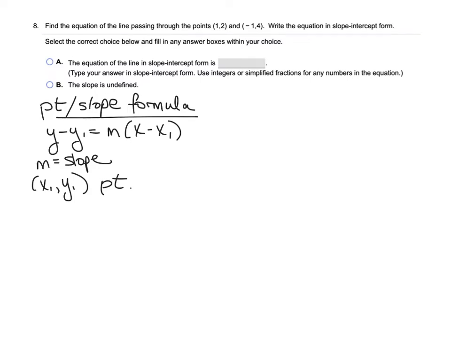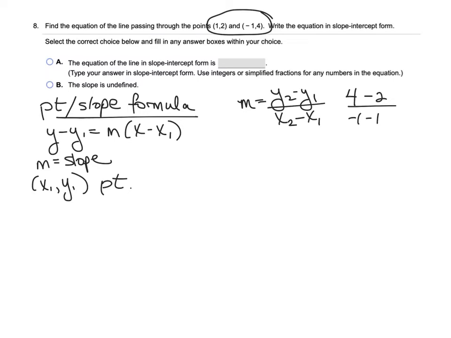Well, they give us 2 points, which is good, so we can use either one that we want to, but we do need to find the slope. So let's first find slope, and we know that that's the change in y over the change in x's. So that would be, let's see, we'll say 4 minus 2. Here's our points up here. 4 minus 2 and negative 1 minus 1. That gives us 2 over negative 2, which is negative 1. All right, that's our slope.